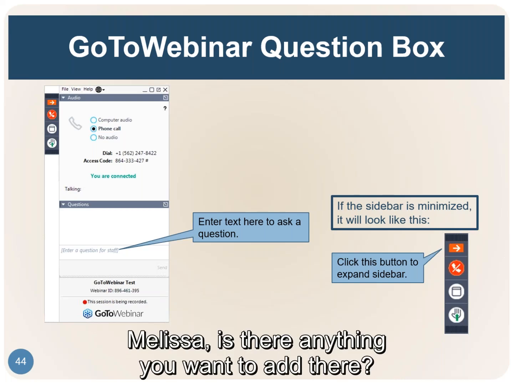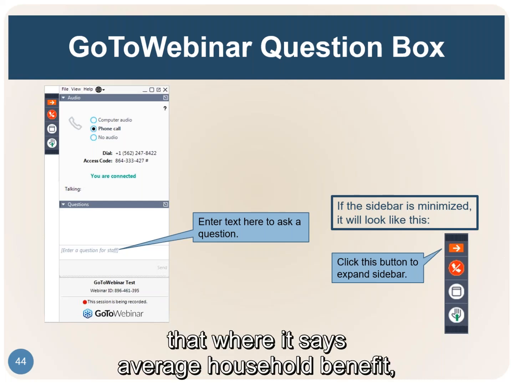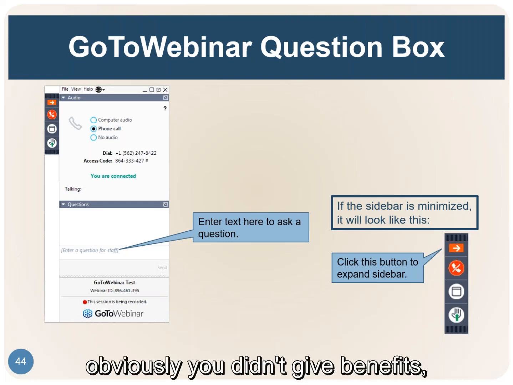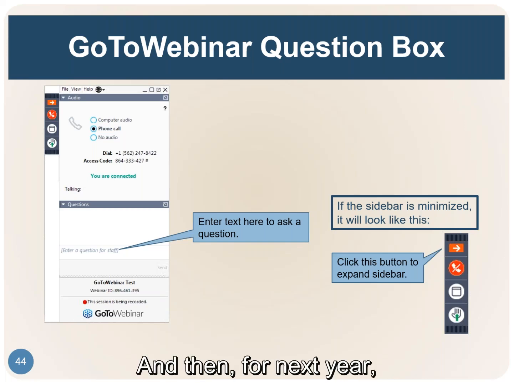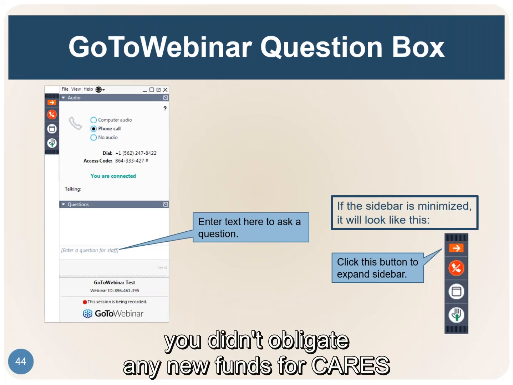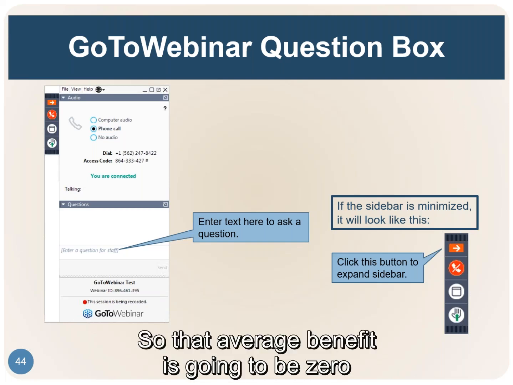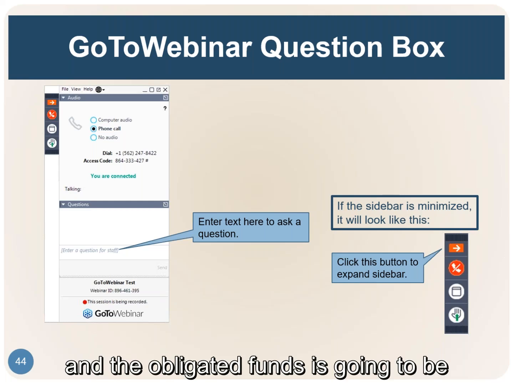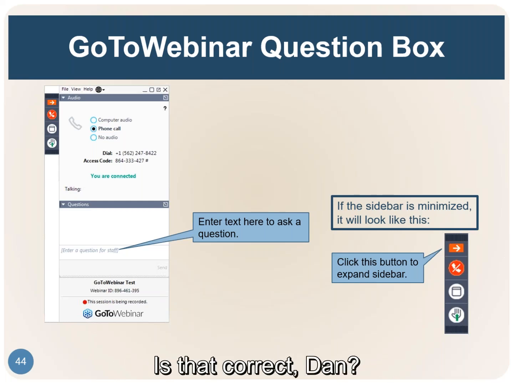Melissa, is there anything you want to add there? Yeah, the only thing I would add is that where it says average household benefit, obviously you didn't give benefits. So for this year, it would be 0. And then for next year, you're going to show that you didn't obligate any new funds for CARES, but you did have an average benefit. So that average benefit is going to be 0, and the obligated funds is going to be whatever you obligated out. Is that correct, Dan? Yeah.